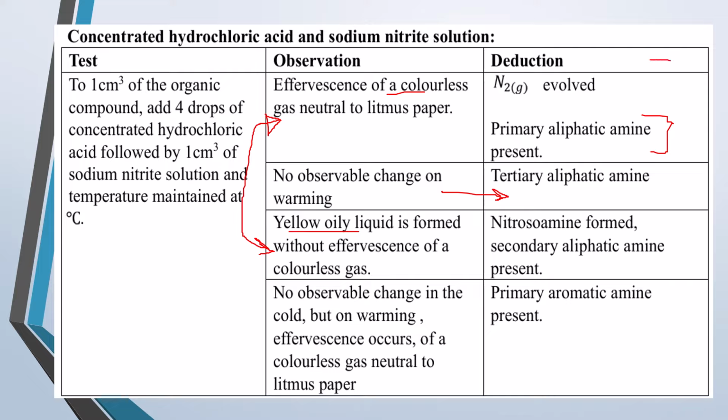However, this test is mainly under theory paper 1. We give you different classes of amines, and then we tell you to give a reagent that can distinguish them, and you give the observable changes. Majority of the times we bring primary and secondary amines. So for secondary amines, we expect you to give an observation of a yellow oily liquid formed. And for primary, we expect you to tell us that effervescence or bubbles of a colorless gas were formed together with a colorless solution. It's as simple as that.